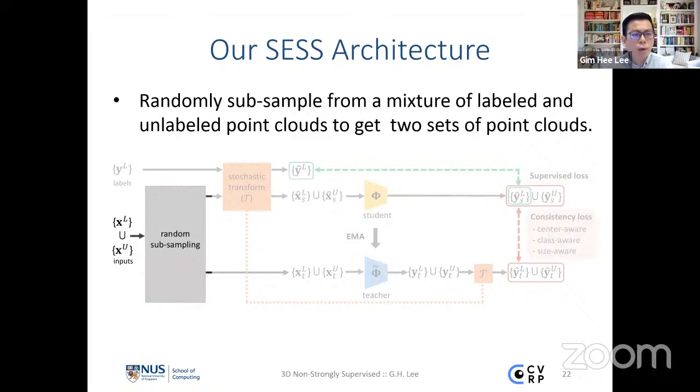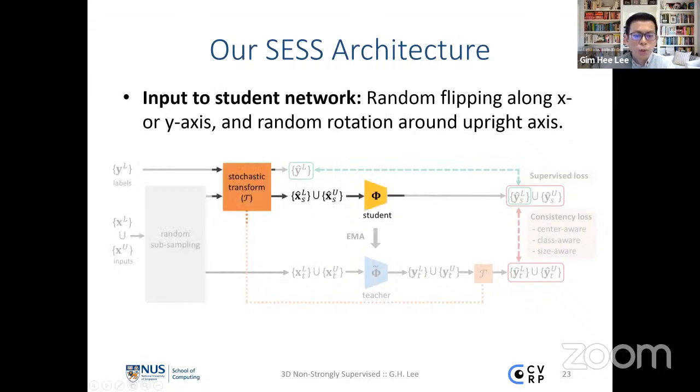So the first step to this SESS network is that out of all the labeled and the unlabeled data that we are given, we'll randomly subsample a subset of the data points and input it into our network. In the student branch, we will randomly perturb the sampled point clouds using a stochastic transform. This stochastic transform is a random flipping along the x or y axis, or a random rotation around the upright axis. Once we have applied this transformation on the input point cloud, we'll input it to the student network.